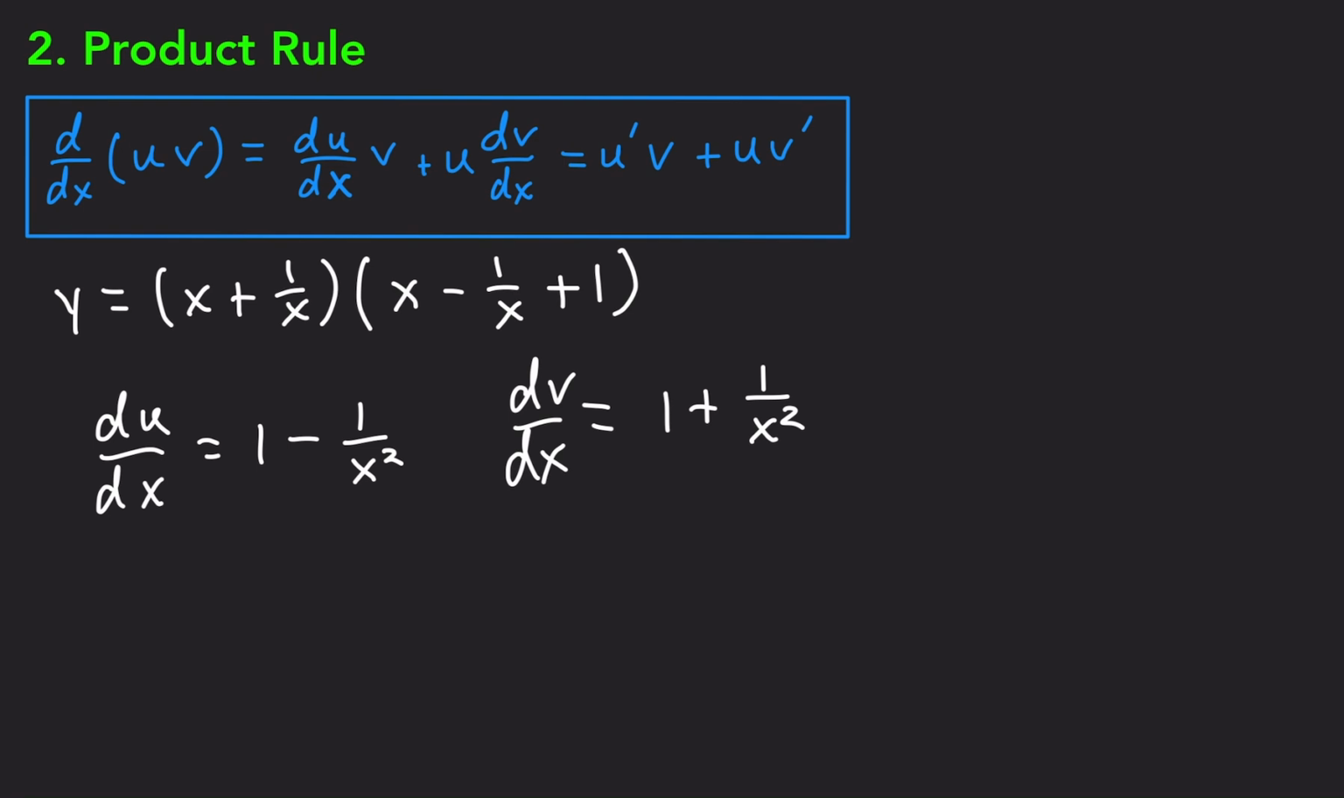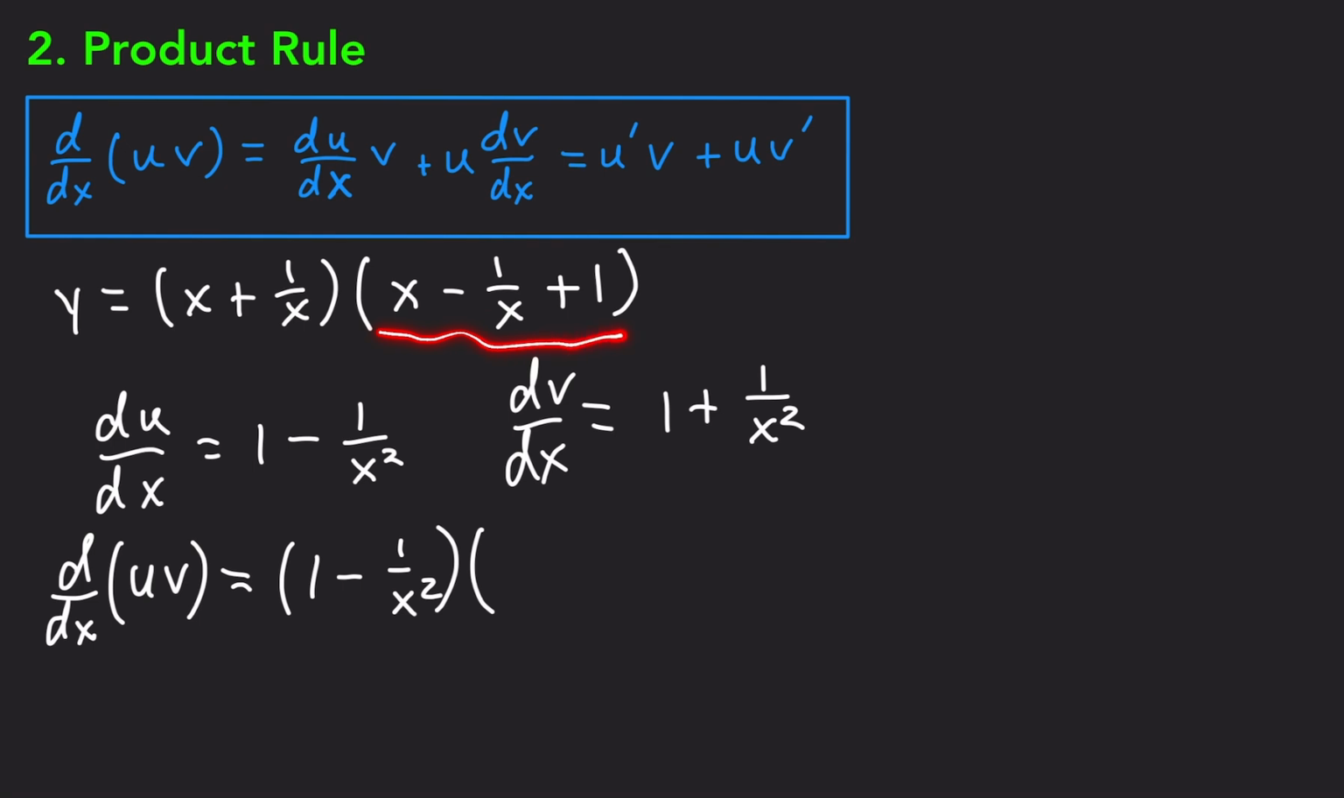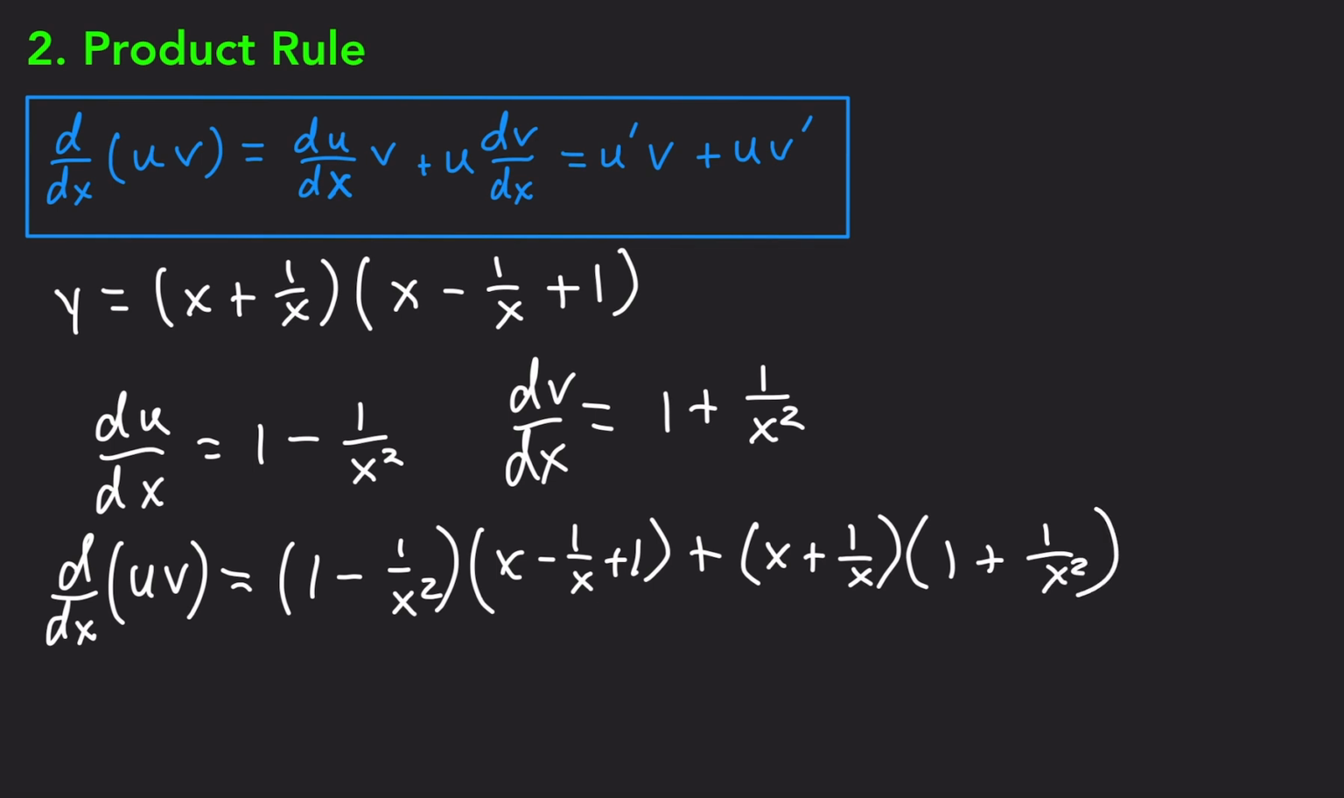So now we can rewrite our answer. d dx of uv is equal to the derivative of the first, du dx, 1 minus 1 on x squared, times the second, v. Remember, this is v. Plus the first, u, times the derivative of the second, which is 1 plus 1 on x squared. And that's how you can use the product rule.